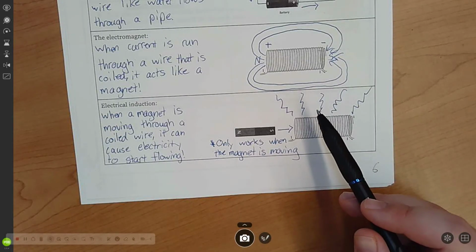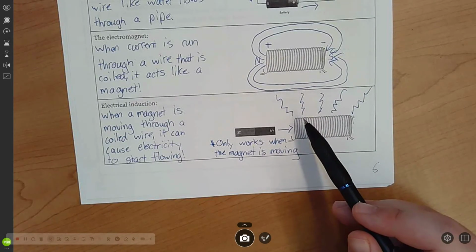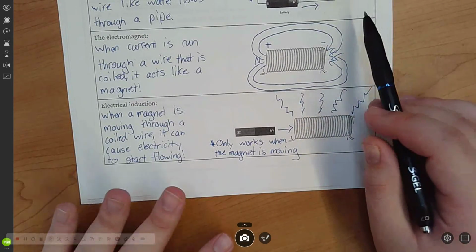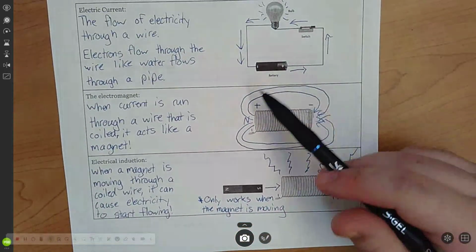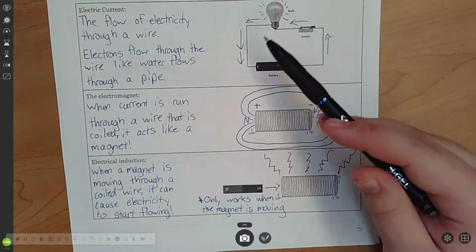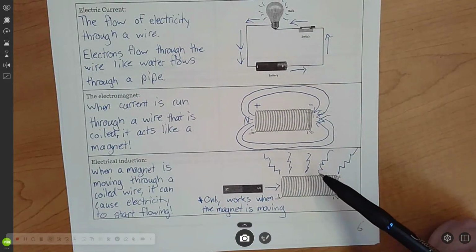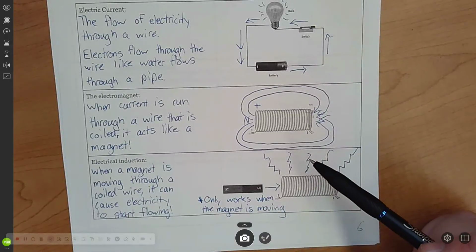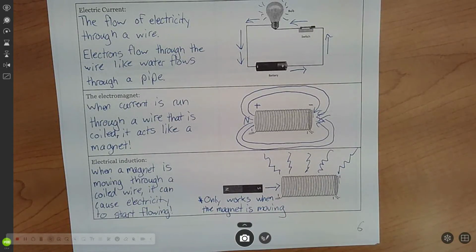So in the next pages, you guys are going to be doing a PhET that explores electromagnetism. So you'll look at some electromagnets, some basic circuits with electric current, and electrical induction. So the link for that PhET should be in Google Classroom for you guys to work on for the rest of class here.